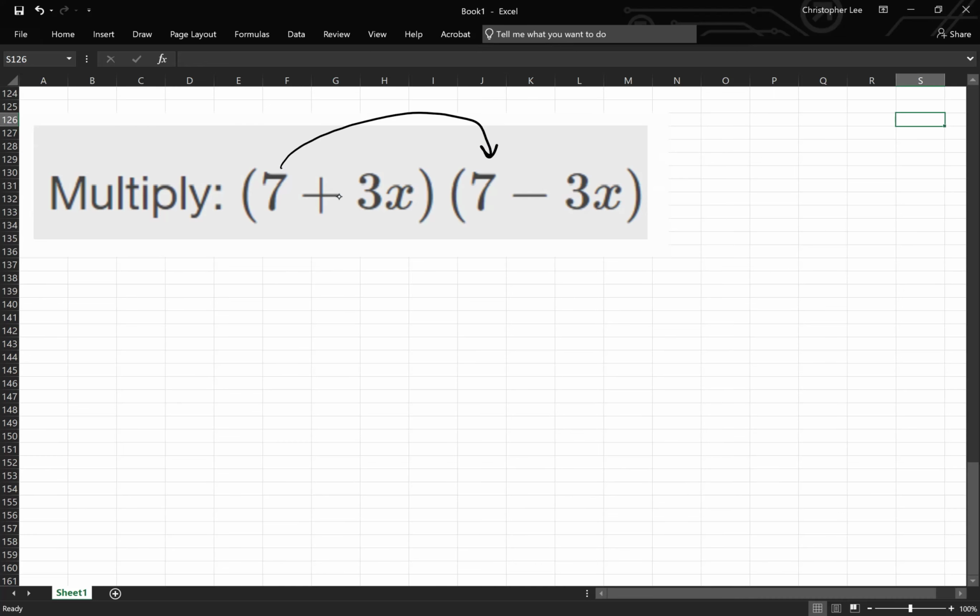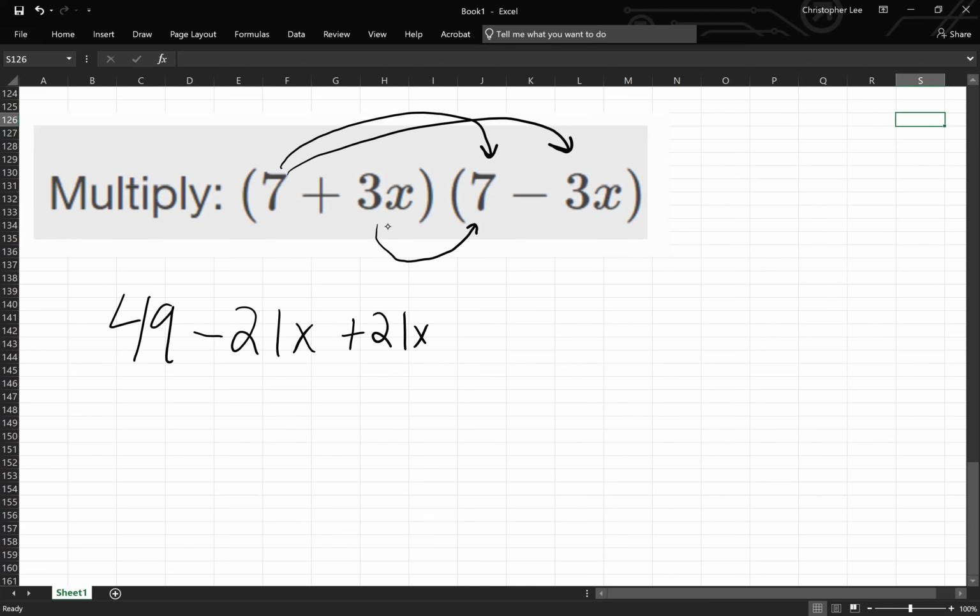So 7 times 7, what's that? 49, very good. A little bit harder. What's 7 times negative 3x? Right, negative 21x. Very good. What about positive 3x times 7? Positive 21x. All right, last but not least, positive 3x times negative 3x. Negative 9, what? X squared. Perfect, right? Let's combine like terms.